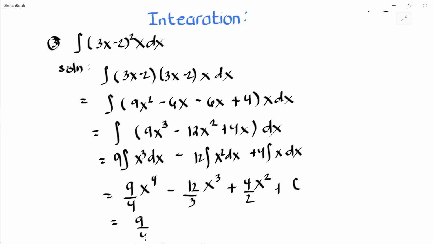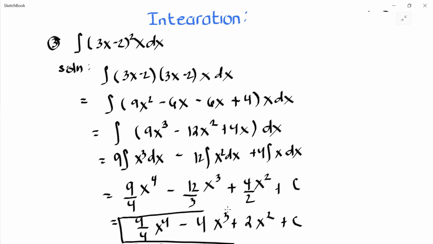Therefore, the final answer is 9 over 4 x raised to 4 minus 4x cubed plus 2x squared plus some constant c. That is the final answer for example number 3.